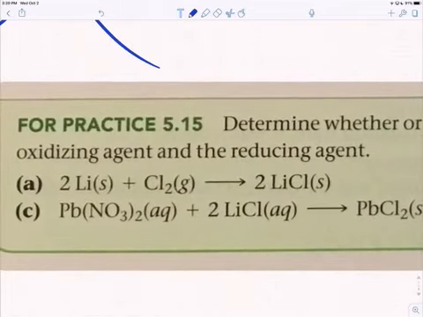Okay. So let's start with A. And lithium looks pink when you burn it. So lithium, it's a free element. What is its oxidation state? 0. Chlorine, free element. What is its oxidation state? 0. And in a compound, lithium, it's an alkali. What is its oxidation state? It's +1.